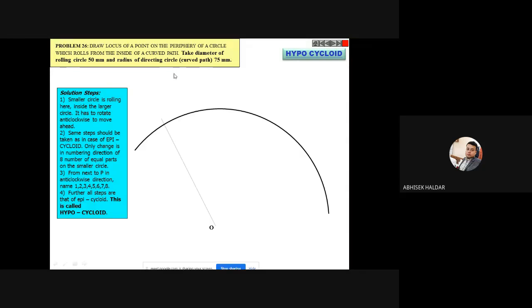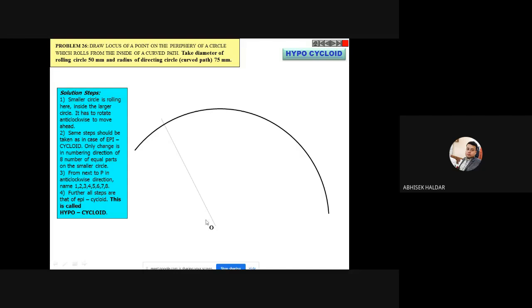What is the value of small r in this problem? 50 mm? No, 25. I am asking small r, not small d. Small d is given as 50 millimeter, so small r is 25. Students used to make this type of silly mistake, which is why I'm telling you again and again.